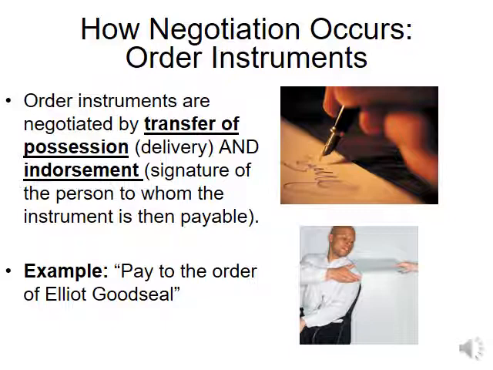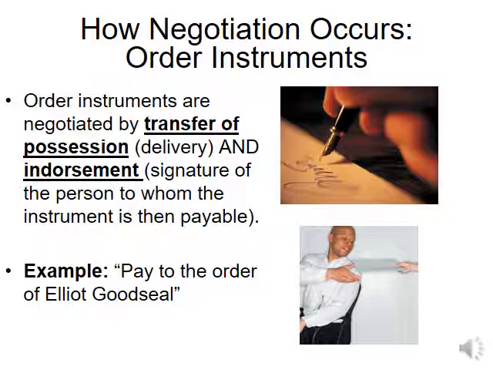So that instrument is order. In order for Elliot to transfer that instrument to make someone a holder, he would have to either make a blank endorsement on the back or pay it over to another party. But he's a holder because it's payable to him. Right now, he's the only holder of that instrument.